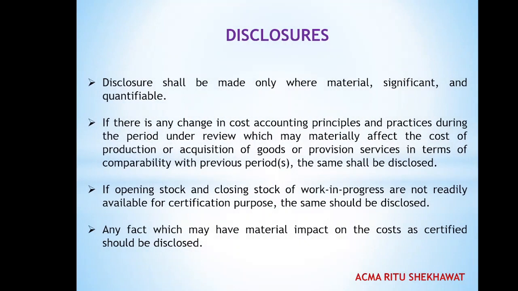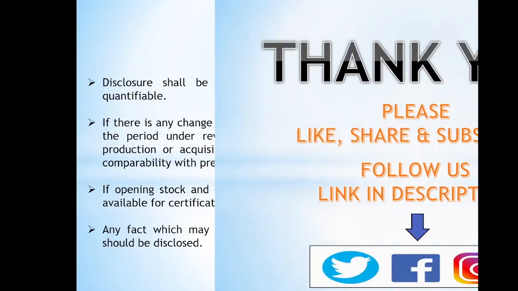Fine. Disclosure. If there is any material, significant and quantifiable item, then it should be disclosed. If there is any change in cost accounting principle and practice that affects our cost of production or acquisition, that will also be disclosed. If the opening stock, closing stock or work in progress is not readily available for certification, the same should be disclosed. If any document is not available, that also should be disclosed. That is the important point. Any fact that materially impacts the cost shall be disclosed.